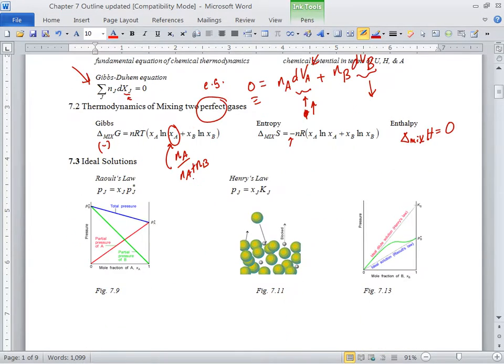And then we are getting into ideal solutions. Raoult. I should have named my kid Raoult. I like Raoult. Raoult? Yeah, doesn't it sound like a cool name? That and Celsius. I named my dog Celsius.